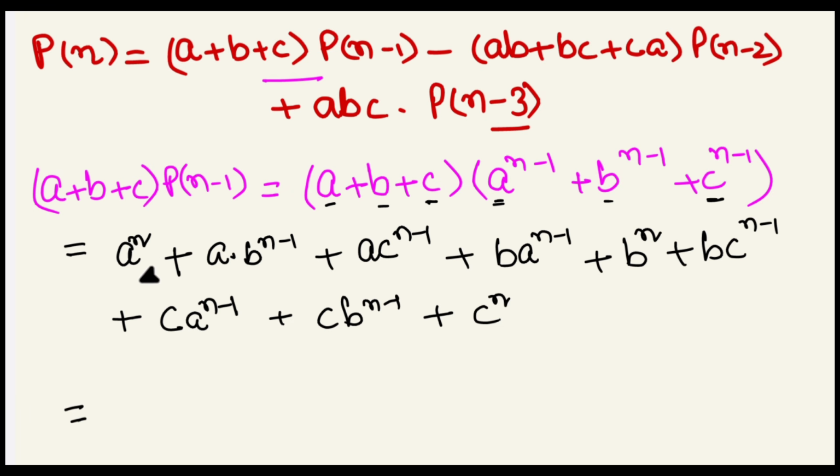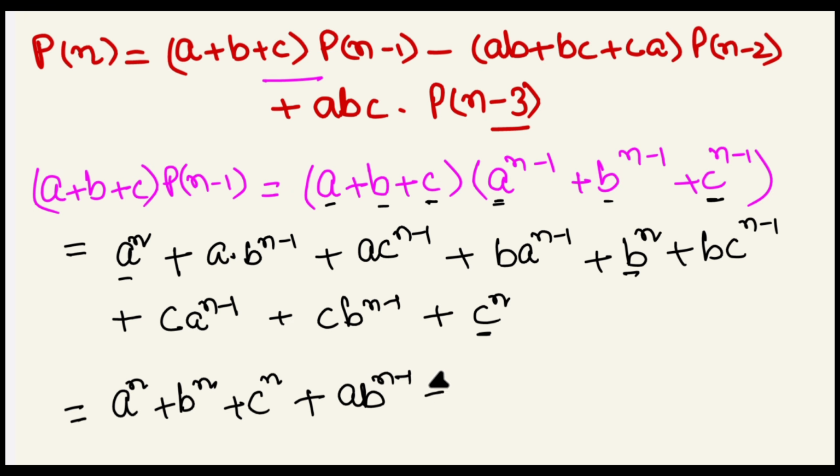Now if you look here, we have already found a to the power n plus b to the power n plus c to the power n. Right? This is our polynomial Pn. So let's write it as this only. This is what we needed to evaluate. But we also have other terms here like this. Then this.